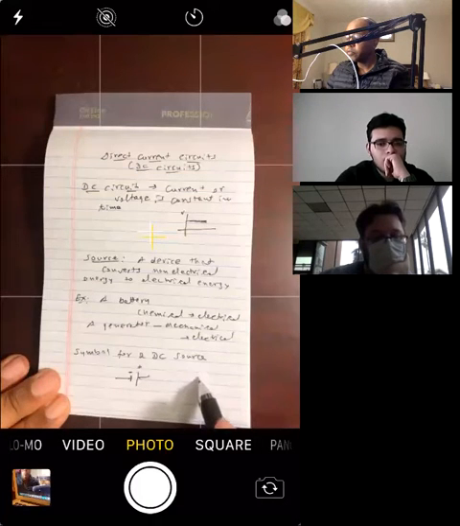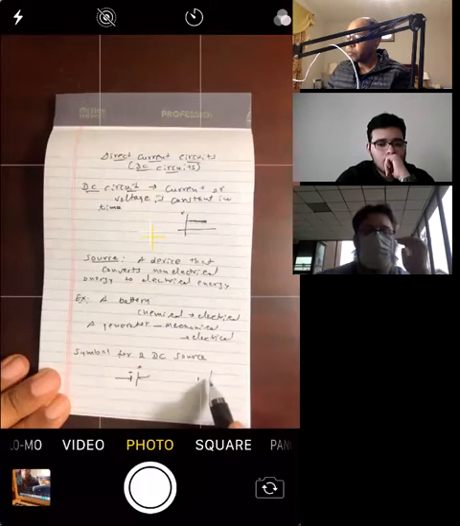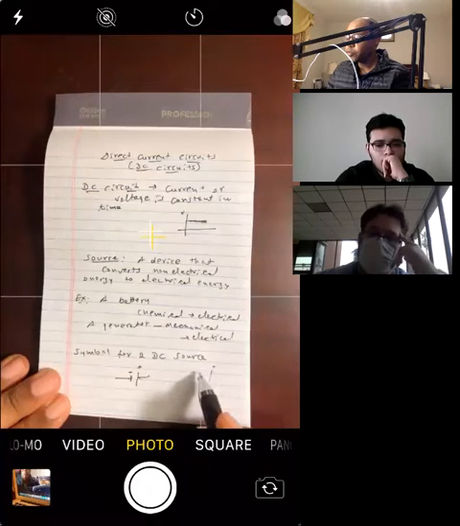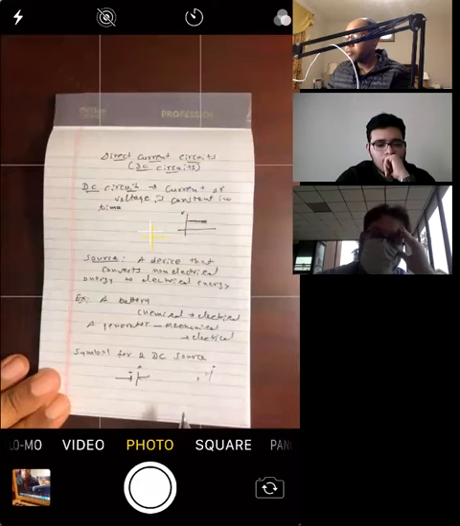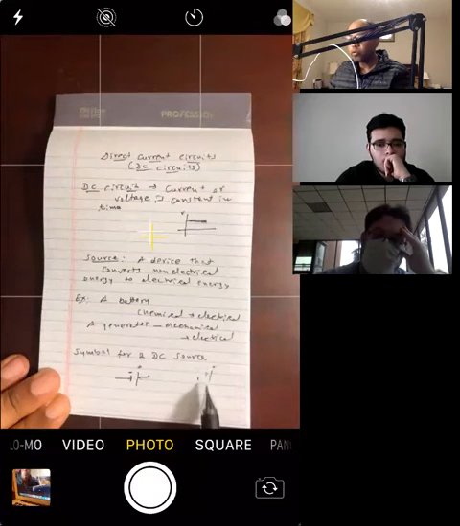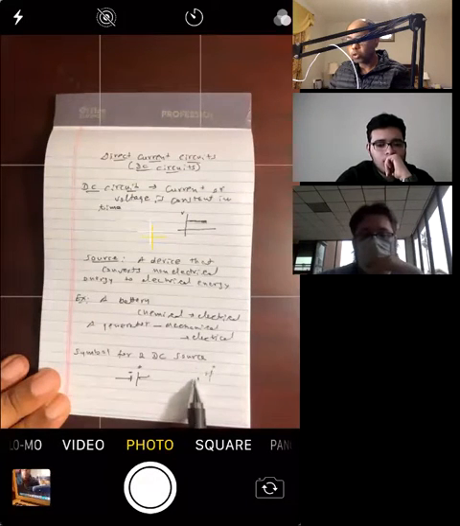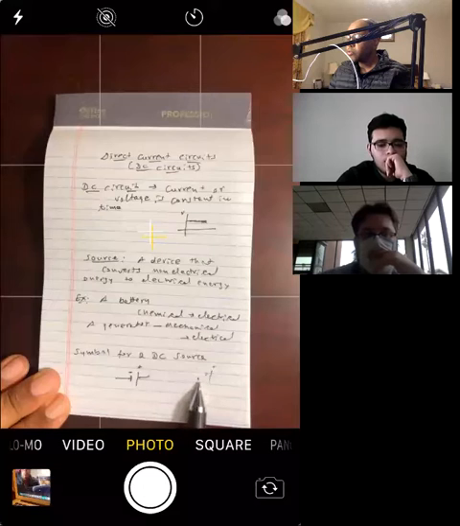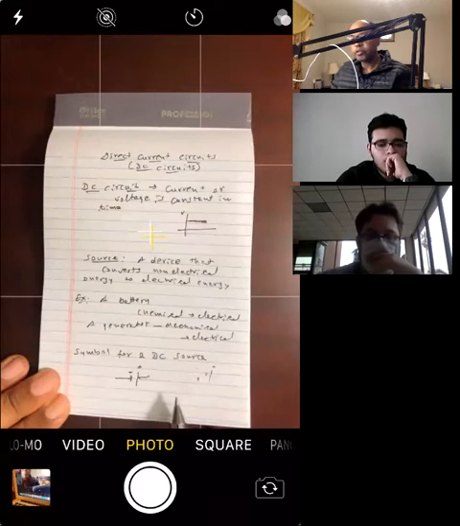Let's say we have this positive terminal, so it's going to take positive charges from this terminal to this terminal. So this becomes positive charge, and this becomes negative charges. This terminal is going to repel it, and this terminal is going to attract it. So the external force has to do work to take the charge against their tendency. That's what a source does.